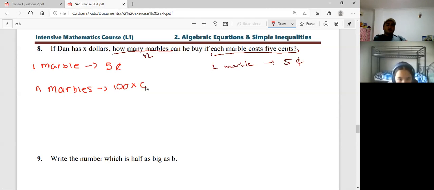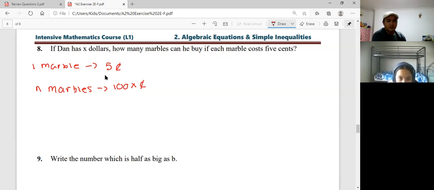And when you're solving problems, Shahina, you should always be careful with the units. They must be the same so that we can cancel them out. Okay, 100X cents. When we cross multiply, they cancel out each other. Now cross multiply. Draw a line under this marble, like this.